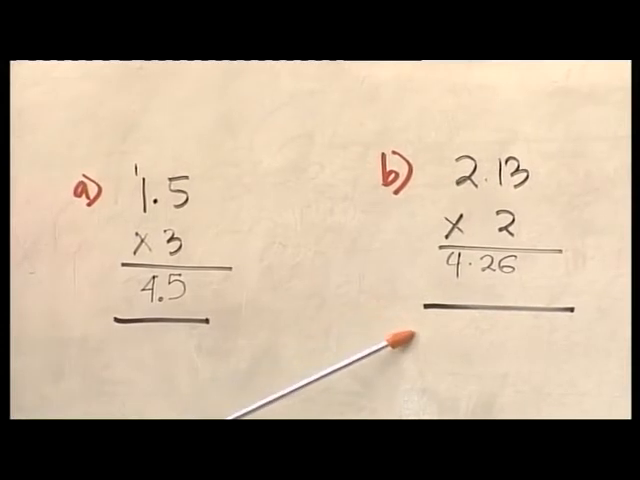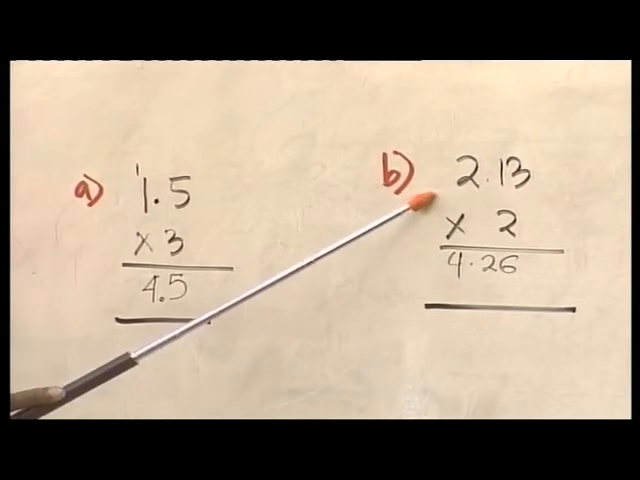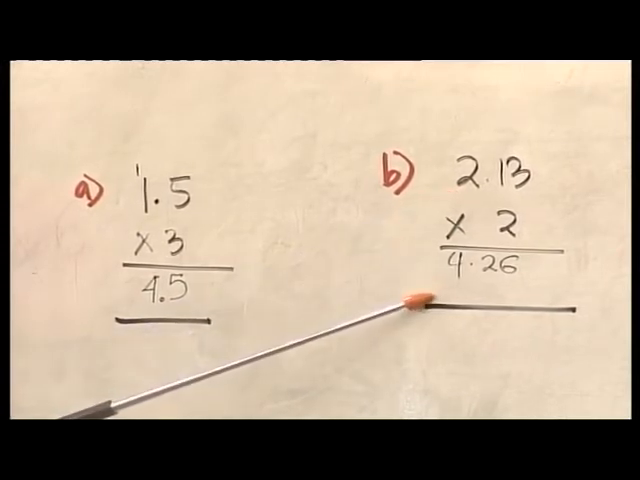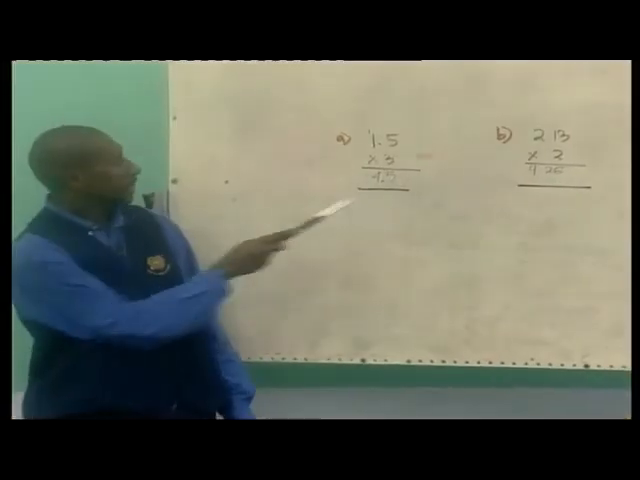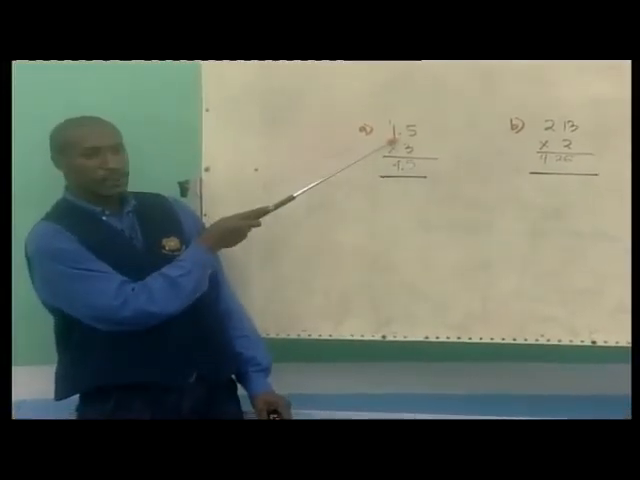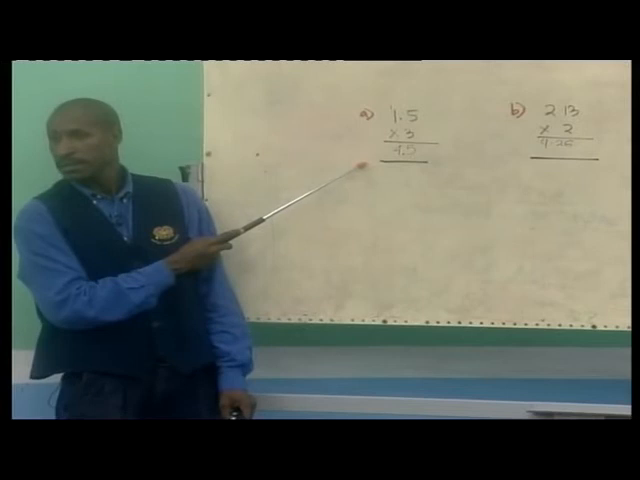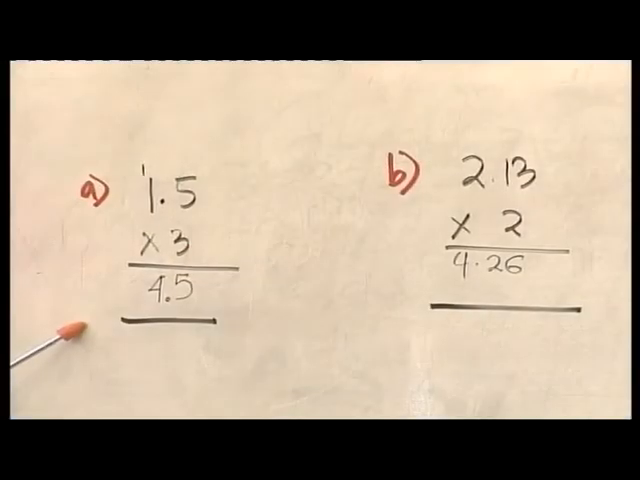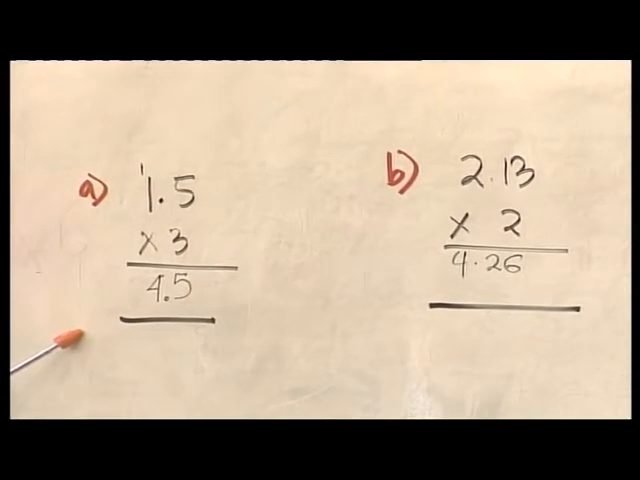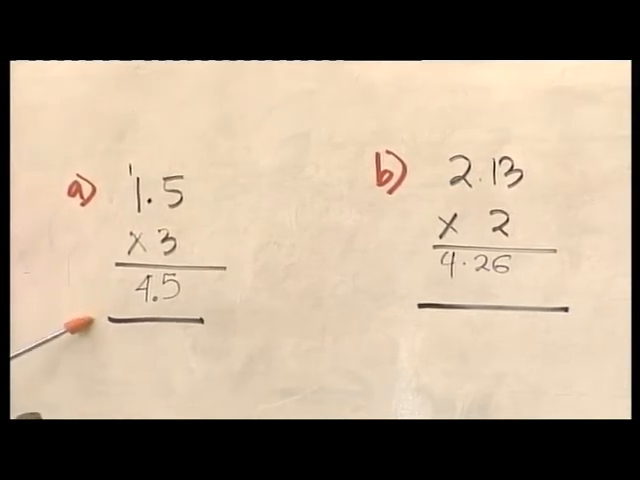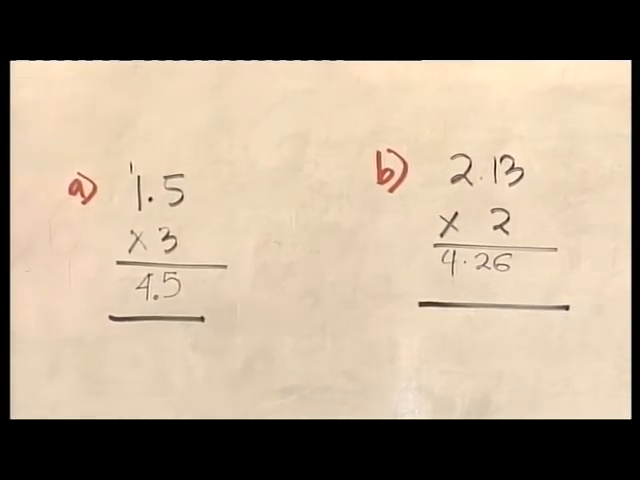The answer is 4.26. Why 2 decimal places? Because the factor up here has how many decimal places? 2 places. That's why our final answer must have 2 decimal places. This one, A, 1 decimal place. Therefore, our final answer must have 1 decimal place. Are we clear with that? 6s and receiving students, it depends on the decimal numbers that you are multiplying. 3 decimal places, your answer must have 3 decimal places. 2 decimal places, your final answer must have 2 decimal places.